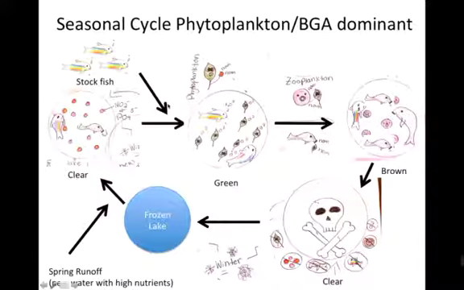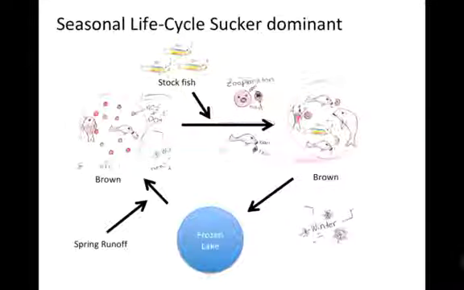There's some clear hallmarks of this. You have clear water in the spring and you have clear water in the fall. You have a cycle of green and brown turbidity in the summer. I believe this is what is predominantly happening in lakes 5 through 8 right now. And then the final way that the lake ecology can go off the rail is a sucker-dominated life cycle.